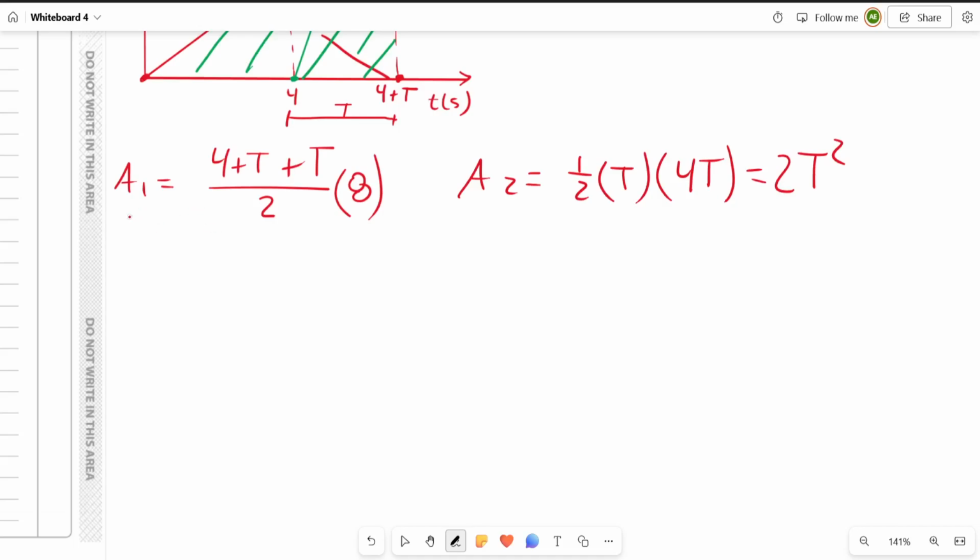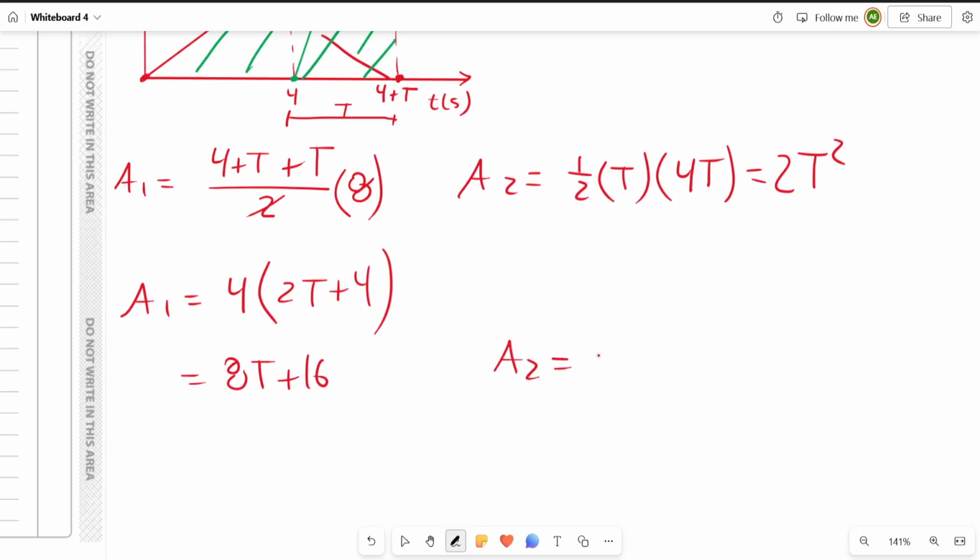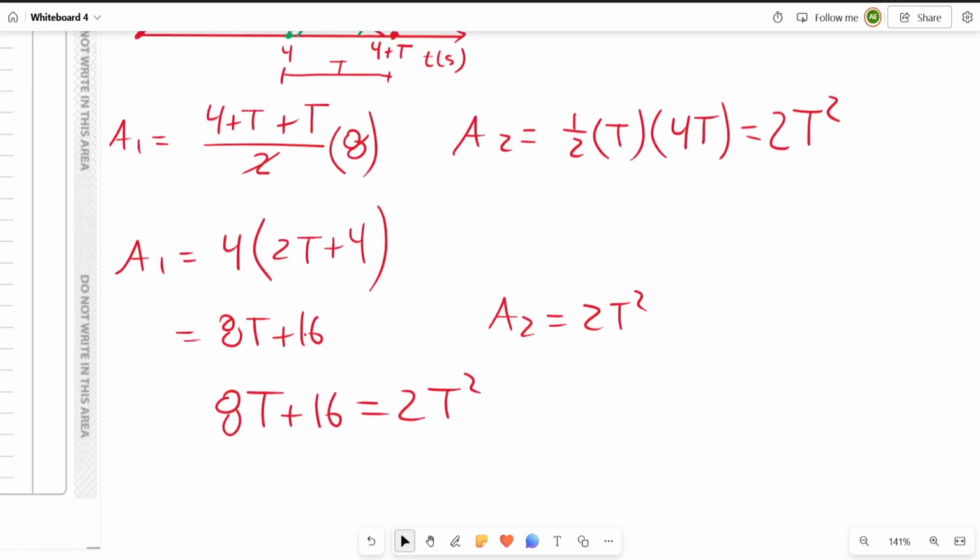So let's simplify area 1. Area 1 is going to be, okay, 2 and 8, this can simplify into 4. And then t plus t is 2t. And then I have a plus 4. So multiplying the 4 inside, this is going to equal 8t plus 16. So that is area 1. And area 2 is 2t squared. So when I equate them to each other, that should give me the time where the overtaking happens, because we said overtaking happens when the areas are equal.